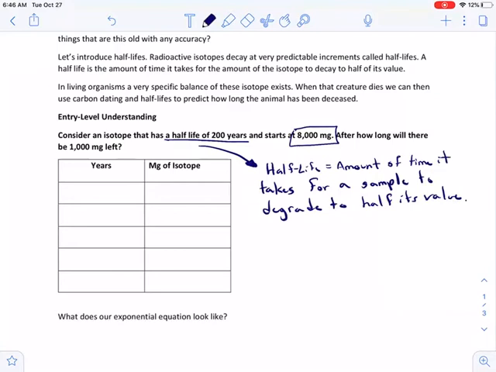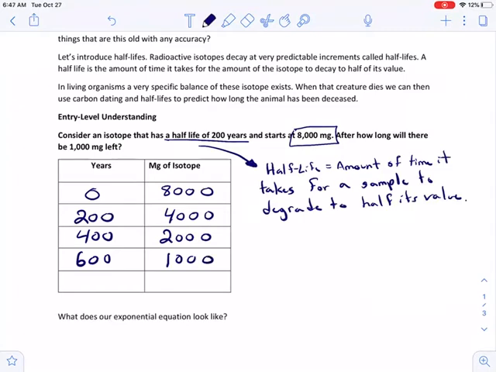But in our example, we start off with 8,000 milligrams, but then every 200 years, we're going to be taking half of that amount. So after 200 years, well, now we've only got 4,000. From there, at 400 years, now we have half of 4,000. And we can see that this looks like our tennis tournament situation here, where we have half of the amount every single time.